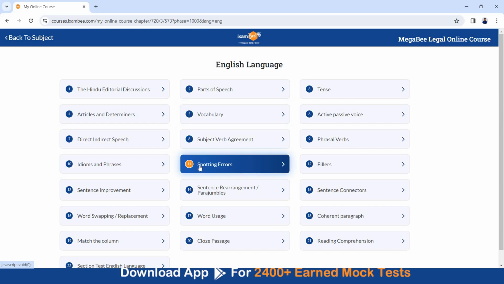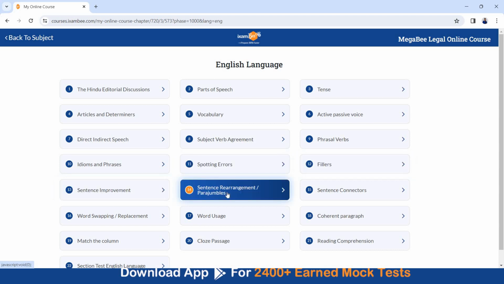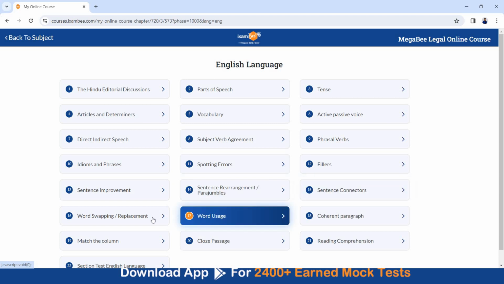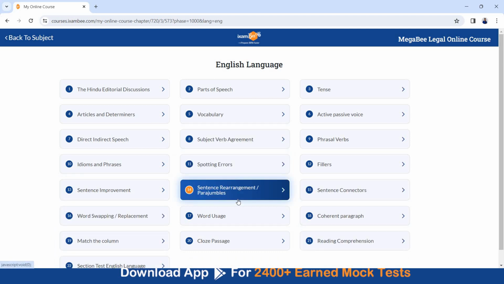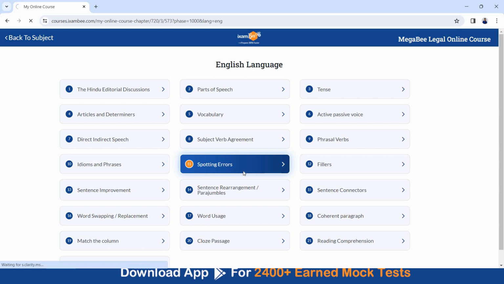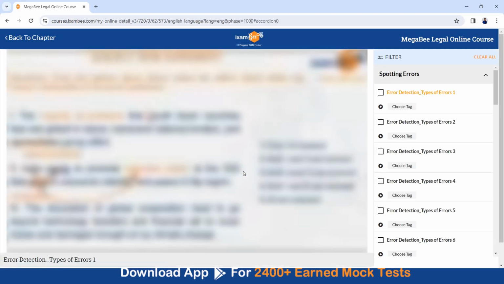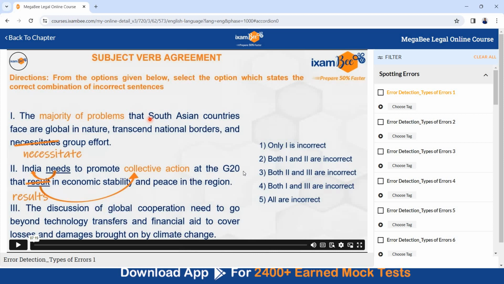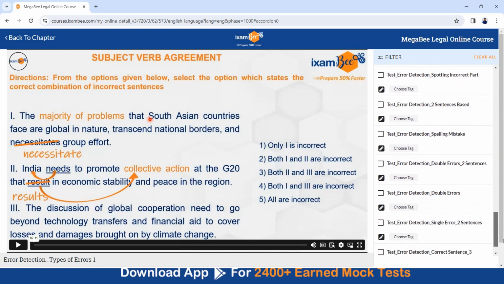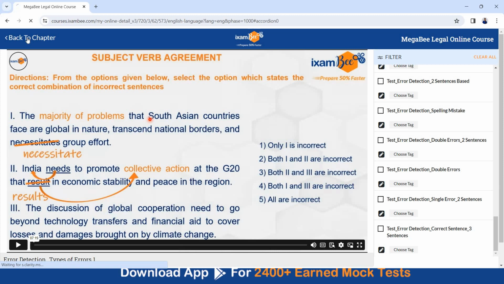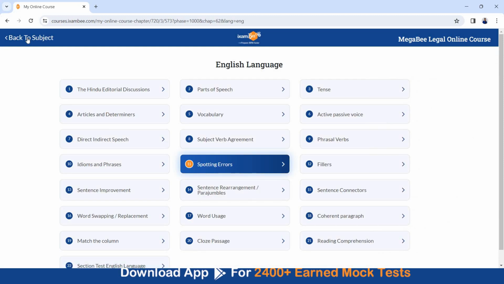The pattern of questions in English is usually spotting errors, fillers, sentence improvement, sentence rearrangement, connectors, word usage, swapping, match the column, cloze passage, reading comprehension. These are the areas that will give you practice of exam-kind questions. When you move to any particular chapter, try to attempt as many questions as possible. Look for books if you are using your own sources. If you are using the MegaBee Legal online course, prepare using videos, then crisp notes and then the practice test at the end. These will give you a lot of practice with respect to exam-kind questions.